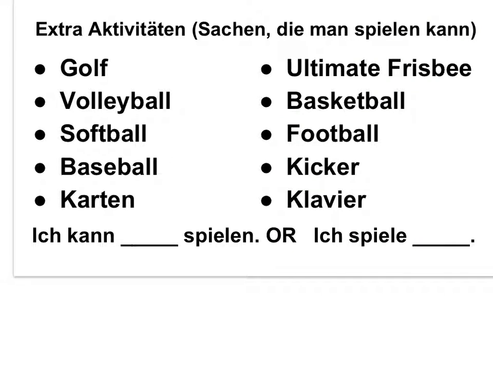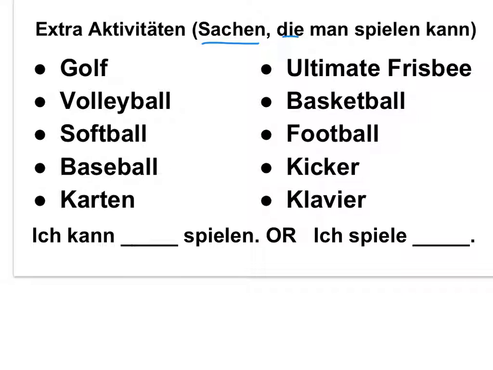So extra activities, okay? These are all things, Sachen, die man spielen kann. What does spielen mean? To play. And kann? Can. Sachen means things. So these are all things that you can play. Like swimming, you don't play swimming. You don't play cooking or reading. You play soccer, you play guitar, whatever.